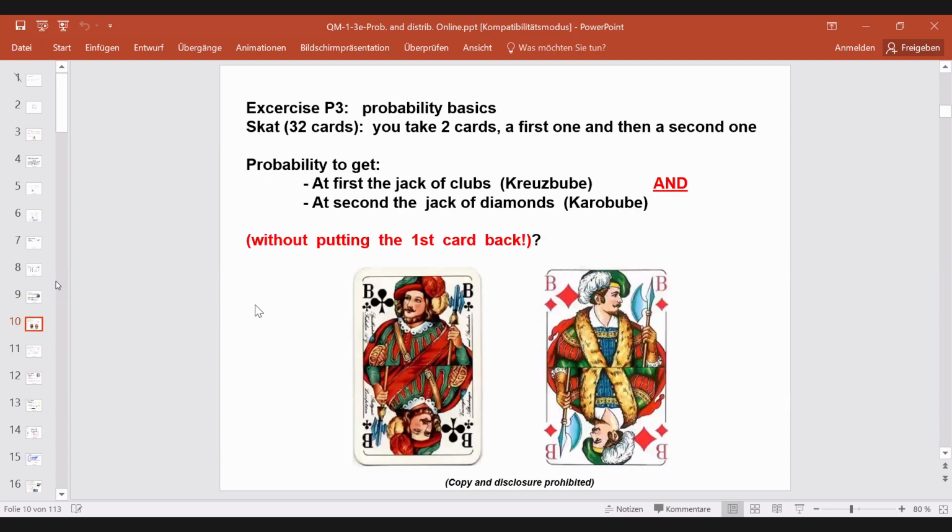Again, the card game. You take two cards, at first one and then a second one. What is the probability to get at first the Jack of clubs, and at second the Jack of diamonds, without putting the first card back? This is the first here, the Jack of clubs, and this is the Jack of diamonds. Well, you have an AND, so you have the multiplication rule.